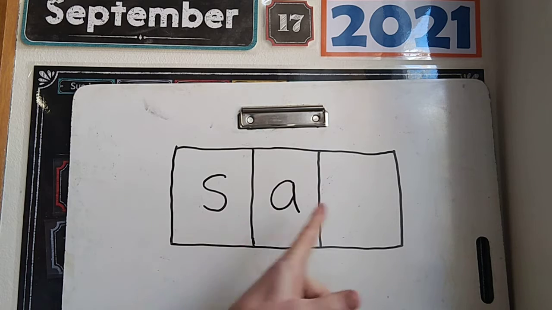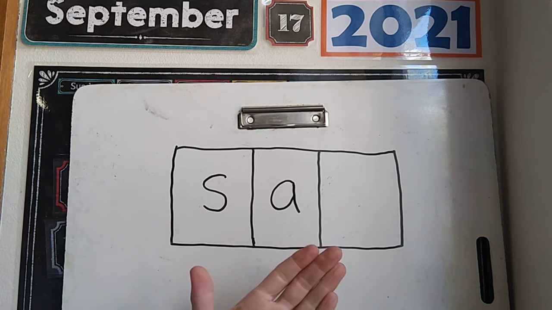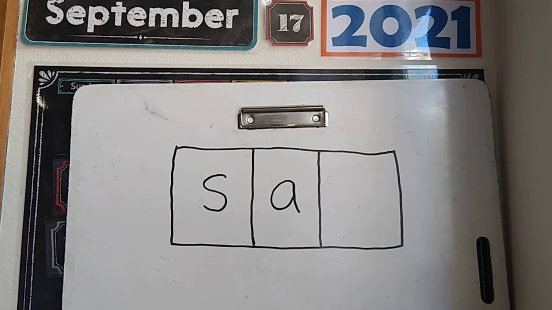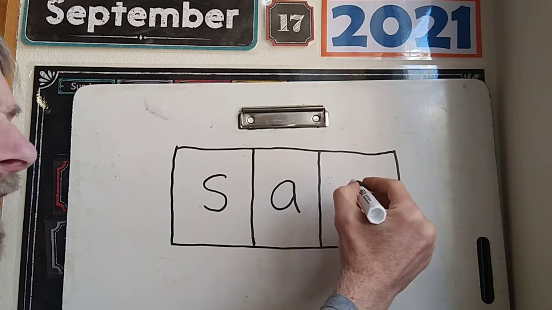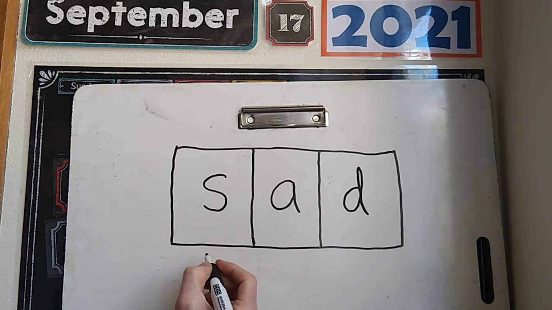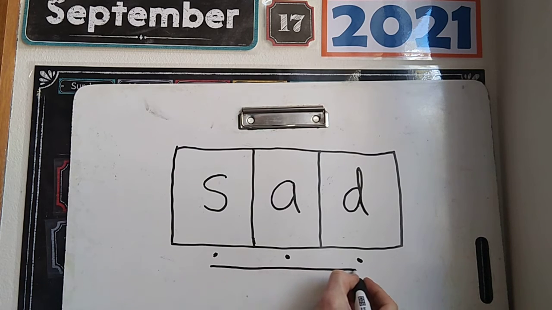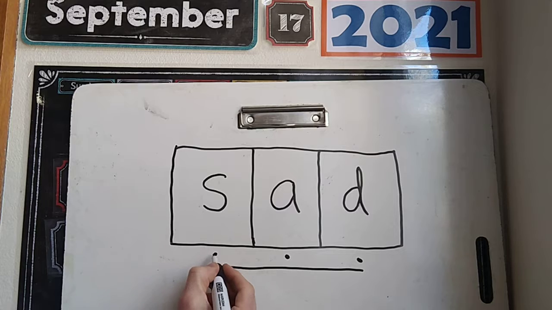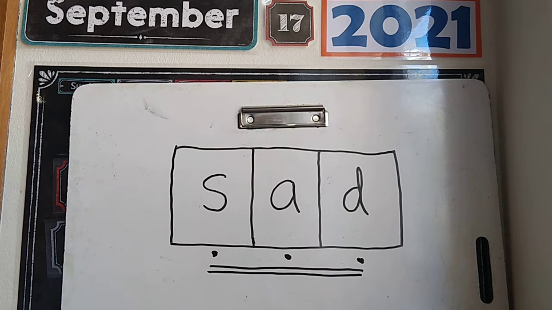All right, now we need the last letter in the word. Let's say the word slow again. S, a, d. Sad. What letter represents the sound d? It is a D. So now we have the word s, a, d. Sad. Want to read it with me? S, a, d. Sad. Beautiful. All right. Now we're going to set that one aside.